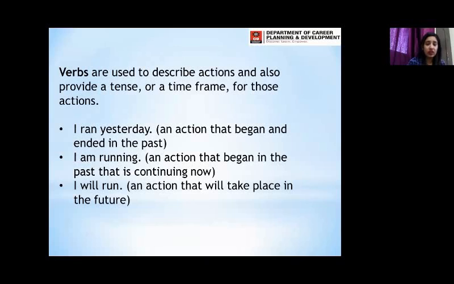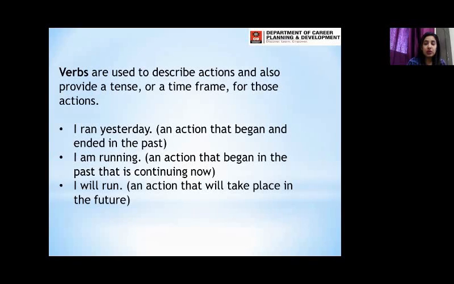Okay. Now, verbs are basically the describing words that describe the action that is going on. The action or the doing words are known as verbs. So, the verbs provide a tense or a time frame for those actions. Okay, so with the help of the verb, we are able to understand what time frame we are actually referring to.